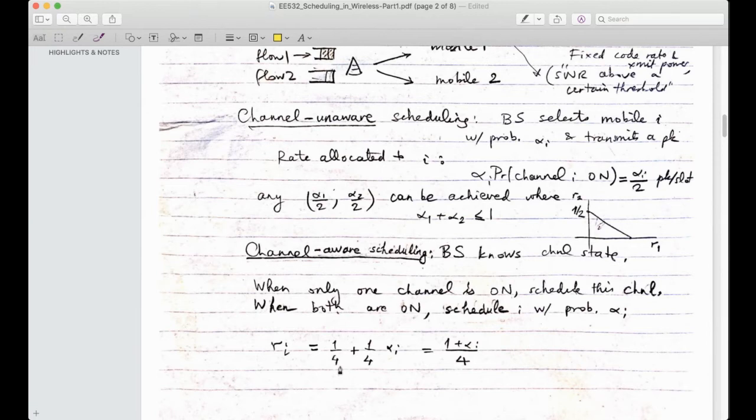Why is it 1 over 4? Because the channels are on or off independently of each other. So the probability that they're both on is 1/2 times 1/2, which is 1 over 4. And with probability 1 over 4, both channels are on, and user I is selected for transmission with probability alpha I. So the average rate R sub I is (1 plus alpha I) over 4. Is that clear?